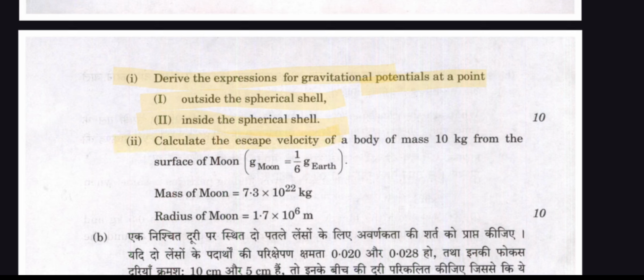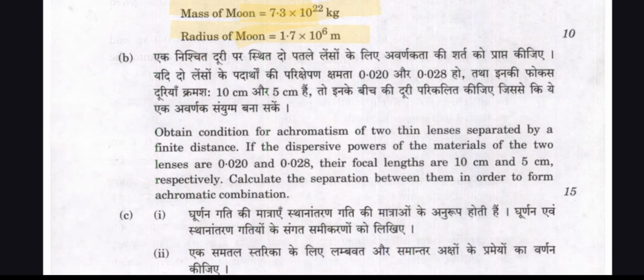Question 2. Calculate the escape velocity of a body of mass 10 kg from the surface of the moon. g_moon is equal to 1/6 g_earth, and the mass of the moon is 7.3 × 10^22 kg. The radius of the moon is 1.7 × 10^6 meters. And question number B is here, 2B.